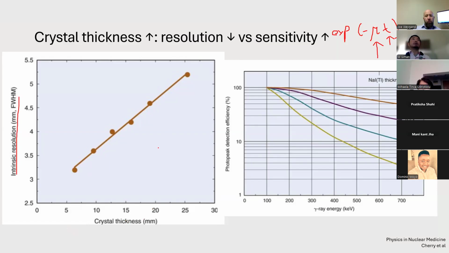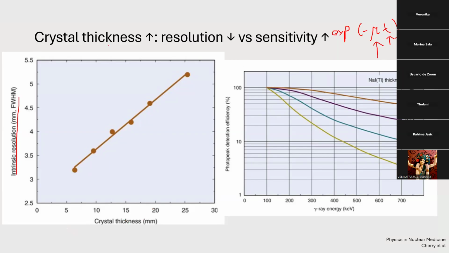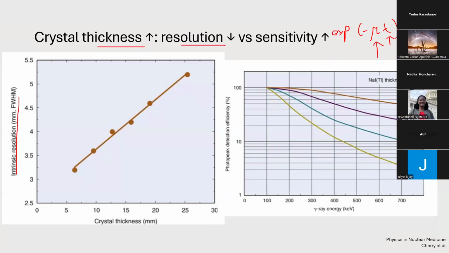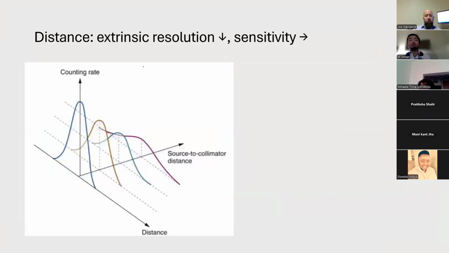However, when the scintillator detects the gamma ray, it creates visible photons. And the thicker your crystal is, the more your photons start dispersing. So there's a blurring mechanism there. So if you make the crystal thicker, resolution goes down and sensitivity goes up.